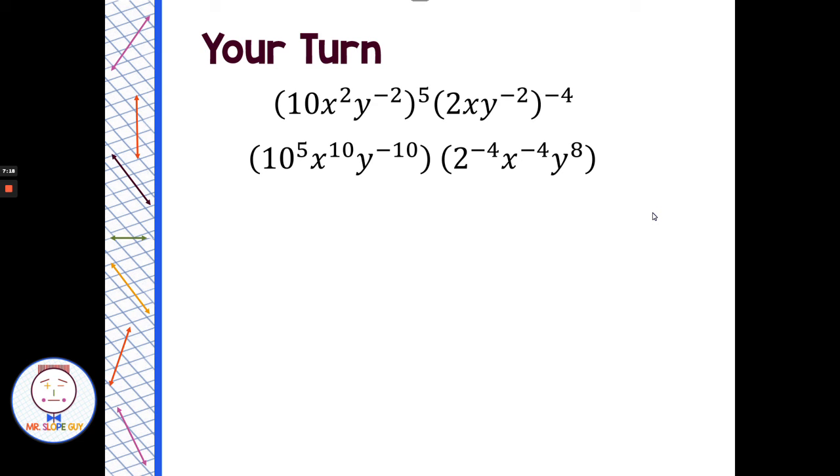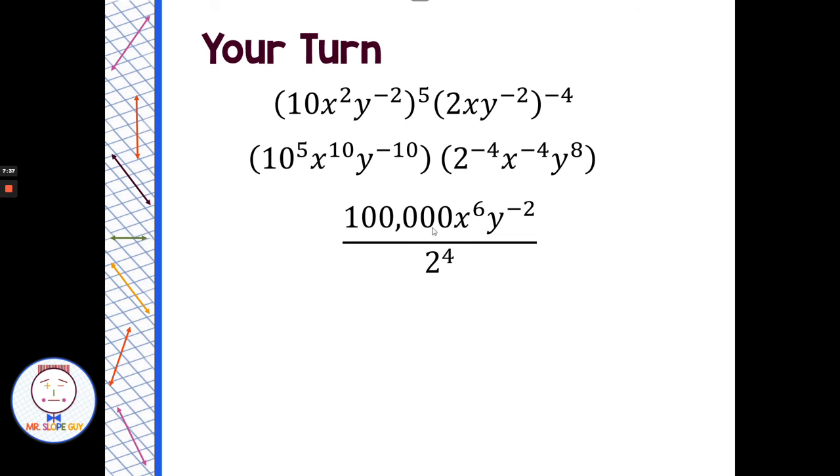Now that took care of the exponent on the outside, so now I'm going to think of this more of a multiplication problem, like this 10 to the 5th times 2 to the negative 4th. Well, I need to take care of that negative exponent before I multiply. So I'm going to take this 2 to the negative 4th, I'm going to drop it to the denominator, become 2 to the positive 4th.